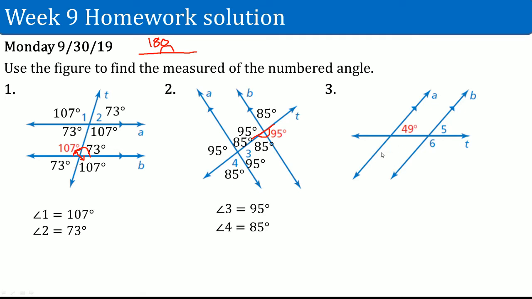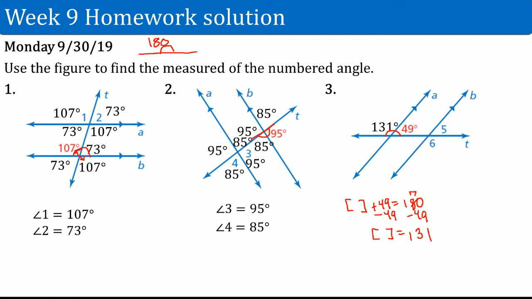Number 3. Again, find your linear pair. That looks like what's in the parentheses plus 49 is equal to 180 degrees. Minus 49 from both sides. You could do this in the calculator. I think 131. That is what goes into the box.